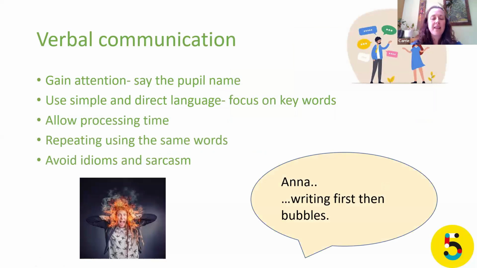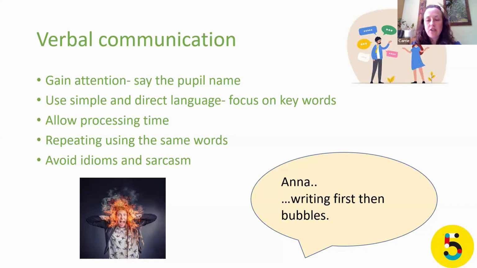So I wanted to start by thinking a little bit about verbal communication and how we communicate verbally with our autistic learners. For a lot of our autistic learners, they are really going to struggle to understand that we are wanting to communicate with them. And as I was mentioning before about monotropism, many of them may be focused on something else. So the first key thing to remember when you're communicating with them is to gain their attention first. And normally the best way to do this is by saying the pupil's name.